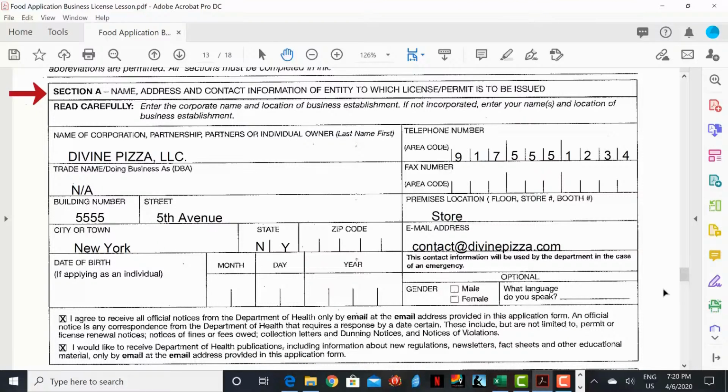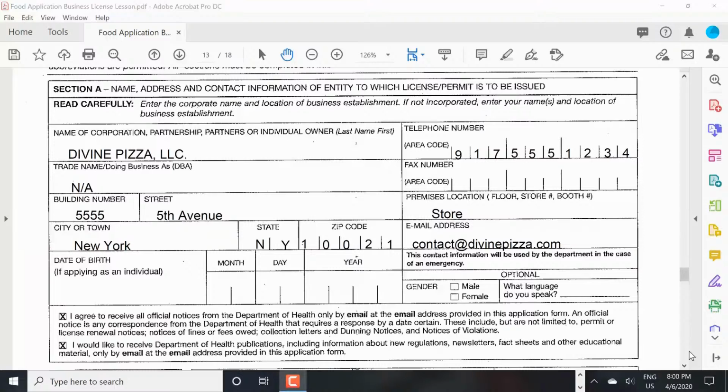In Section A, you will enter the name, address, and contact information of your business. In the box of name of corporation, partnership, etc., we will enter Divine Pizza LLC. In the trade name box, we will enter Not Applicable or NA. In the building number box, we will put 5555. In the street box, we will enter Fifth Avenue. In the city or town box, we will enter New York. In the state box, we will put NY. The zip code will be 10021.